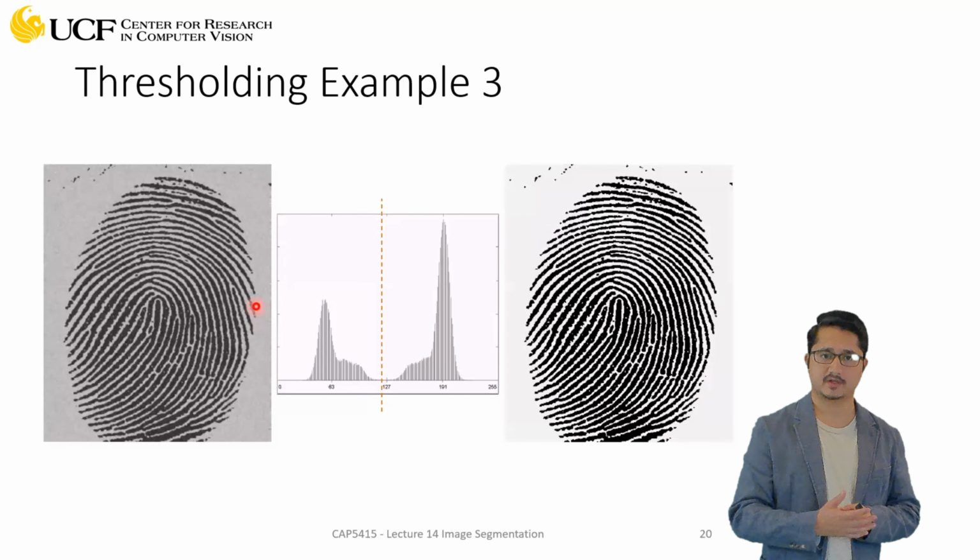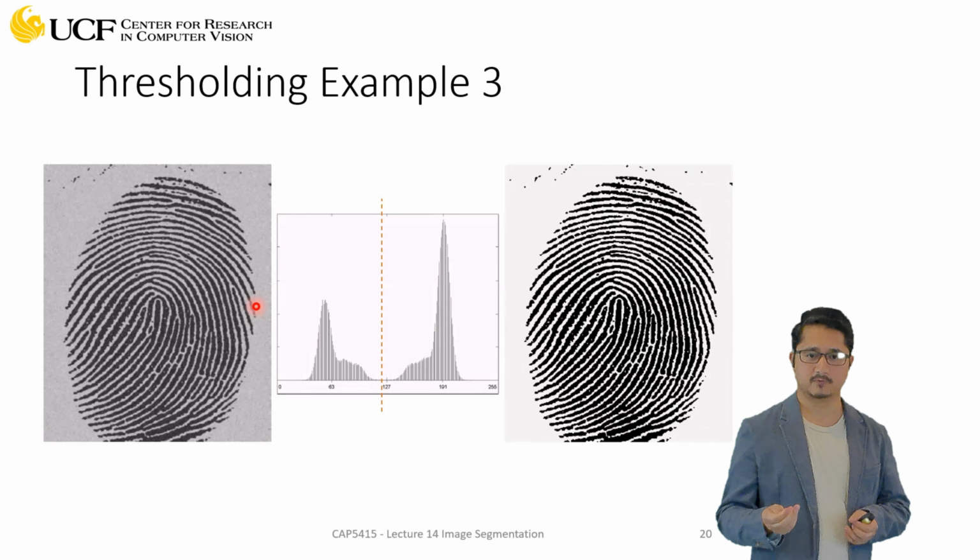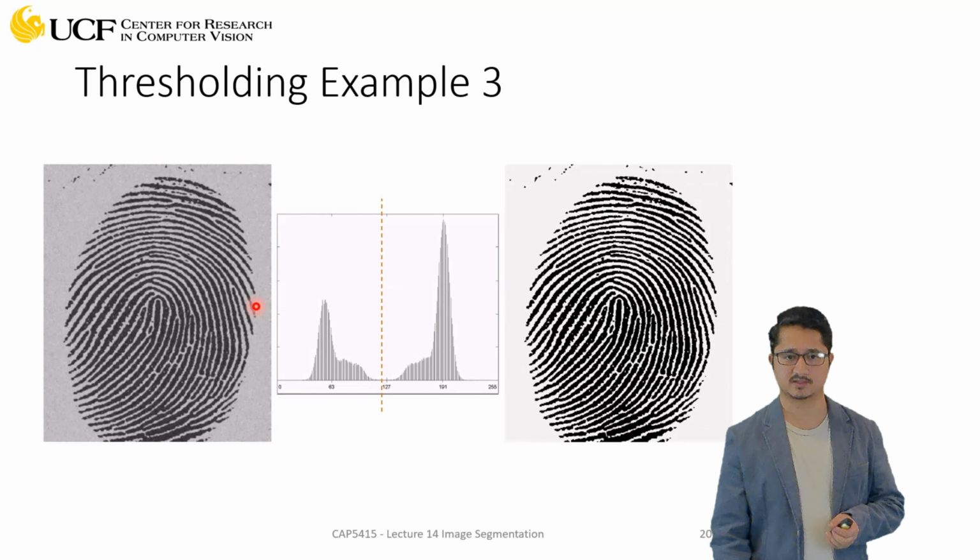Now, this is a very good example of why this kind of image binarization is useful. In your fingerprint, if you perform a perfect binarization, then it's very easy to extract features from such an image.